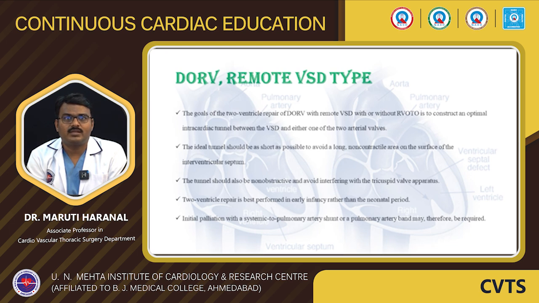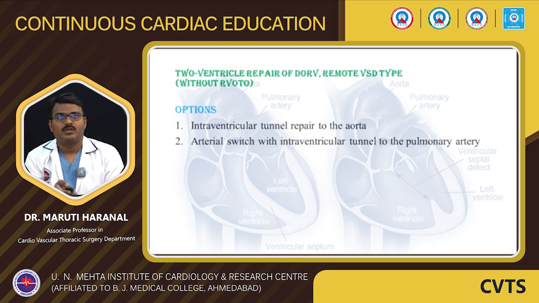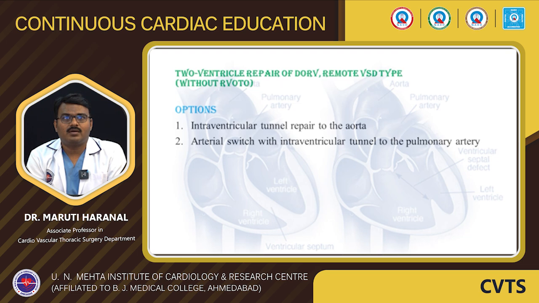Two ventricle repair is best performed in early infancy rather than in the neonatal period. Initial palliation with a systemic to pulmonary artery shunt or a PA band therefore may be required. The options we have are intraventricular tunnel repair to the aorta, or arterial switch with intraventricular tunnel to the pulmonary artery.